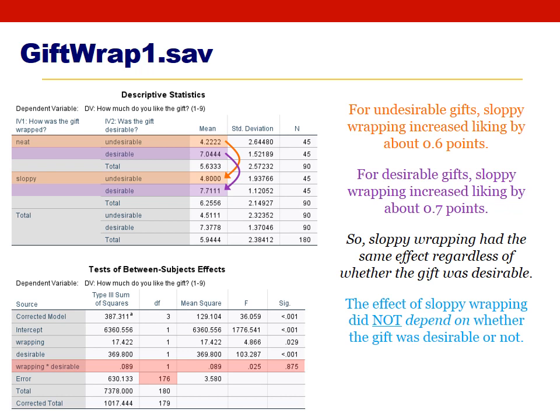Remember that the word "depends on" is usually a big hint when we find an interaction. In this case, however, the effect of wrapping did not depend on whether the gift was desirable or undesirable. Gift wrapping actually had the same effect for both undesirable gifts and desirable gifts, which is why we didn't find a significant interaction.